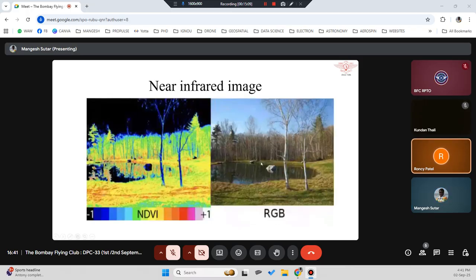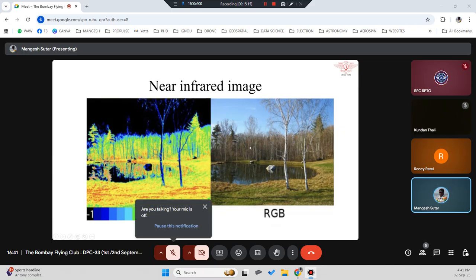Then you can see near infrared images. You can see two images of the same location. One is in RGB format where we are not able to interpret what is what. It is just a normal image like what we see through our eye. But if you see the near infrared image, we can make out the NDVI features. We can see what the color codings are, and based on that people can interpret and give you the output of what is what.